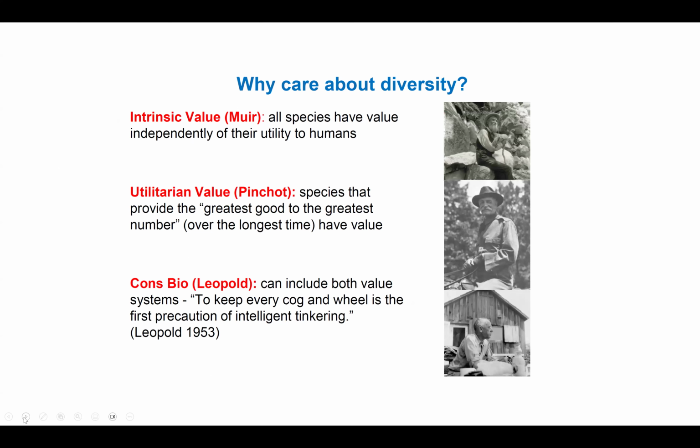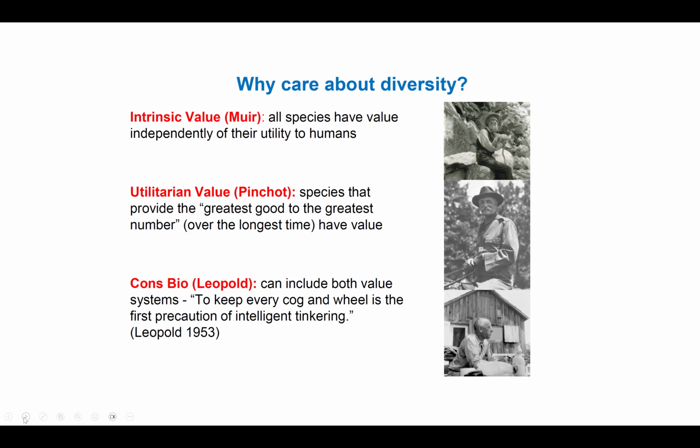Diversity is important because of the different kinds of value that we put on it. So intrinsic value was brought up by John Muir. Yes, these are all old white dudes. Sorry, this is just the information that we have for now. John Muir said all species have value independently of their utility to humans. The utilitarian value by Pinchot is that species provide the greatest good to the greatest number. So they have value to humans.